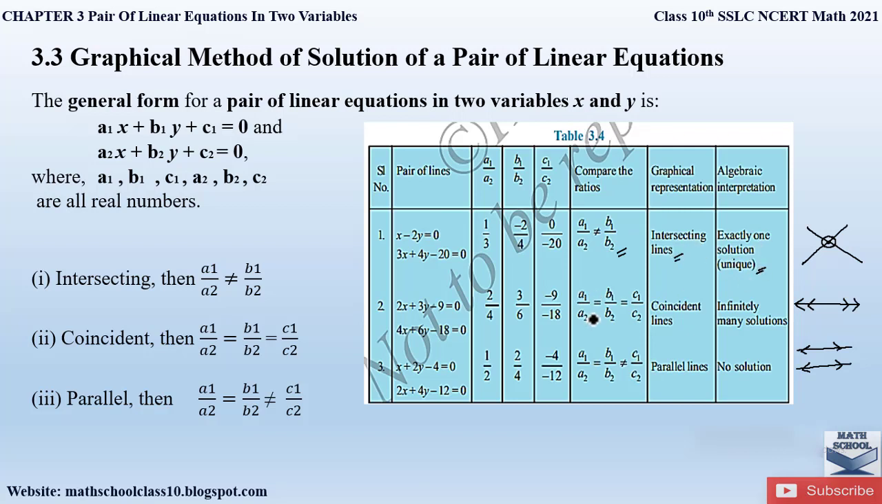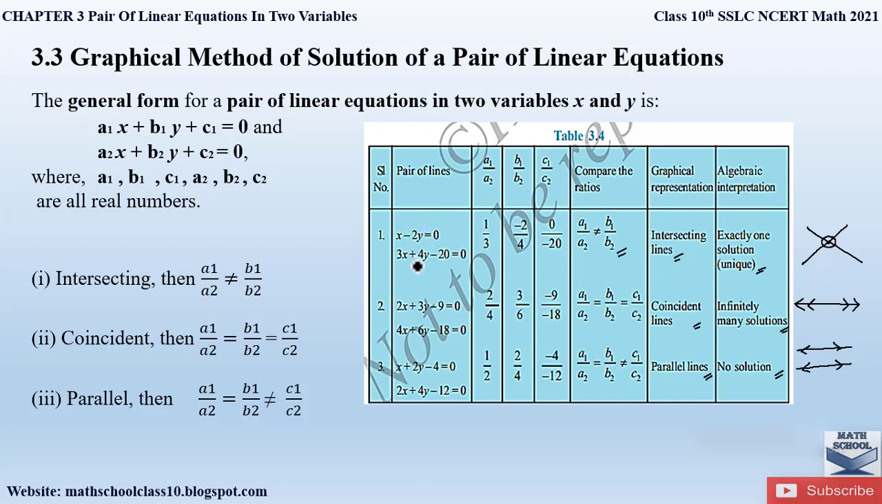If a1 by a2 is equal to b1 by b2, then check c1 by c2 also. If all these three ratios are equal, then you can say that the lines are coincident and they will have an infinite number of solutions. Now, after checking a1 by a2 is equal to b1 by b2, if it is not equal to c1 by c2, then you can say that the lines are parallel and it will have no solutions. So these are the three criteria which you have to remember, which is very much important, and it will also be asked in your MCQ questions.